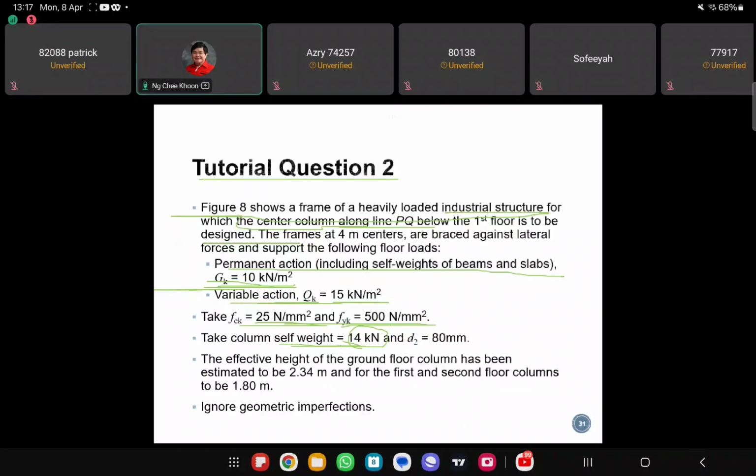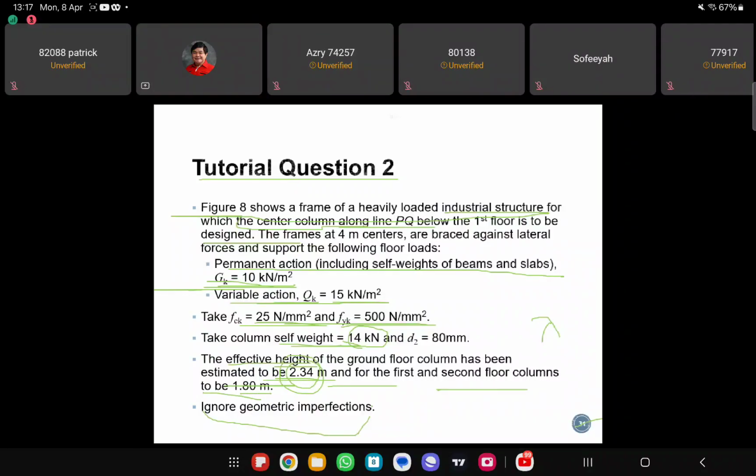And then the effective height of the ground floor column has been estimated to be 2.34 meter. So if the effective length is already calculated, then you can calculate the lambda already using this L0. And then for the first and second floor, the effective length is 1.8 meter.